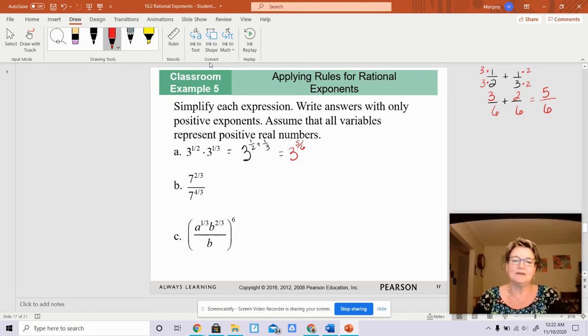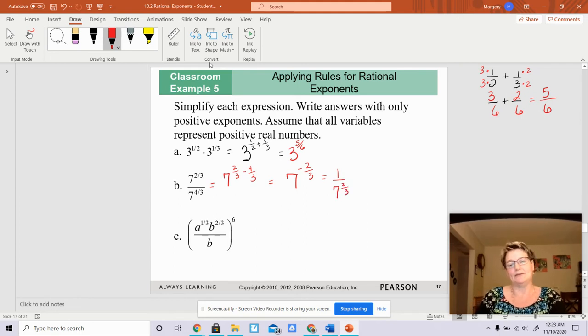All right, so now letter B, it's a division of powers. When you divide powers, you subtract the exponents. So it's going to be 7 to the 2/3 minus 4/3. And what's nice about these ones is that they have a common denominator, so that works out nicely. My base is going to be 7. 2/3 minus 4/3 is a negative 2/3. You're not allowed to have a negative exponent, so you're going to put it under 1.